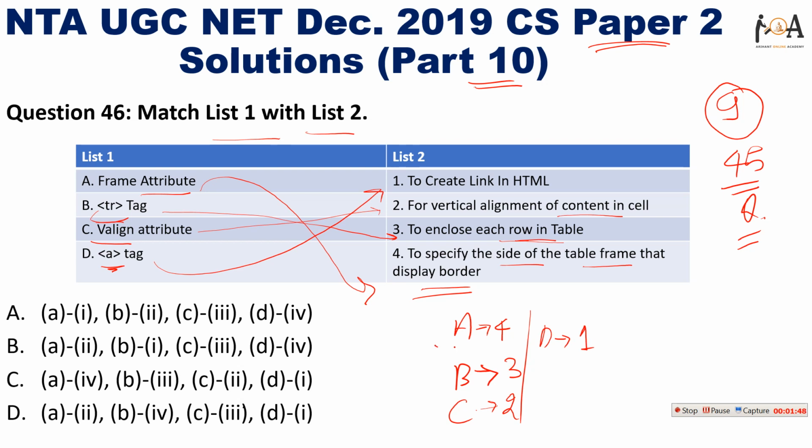So if you match A fourth, B third, C second, D 1, only one option is there, that is C. Option C is the correct answer, guys.